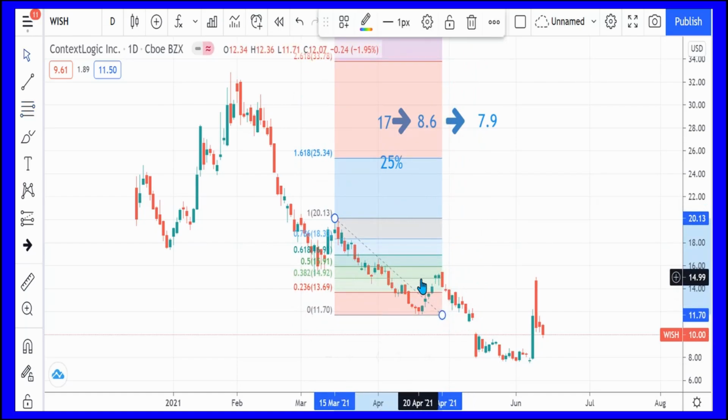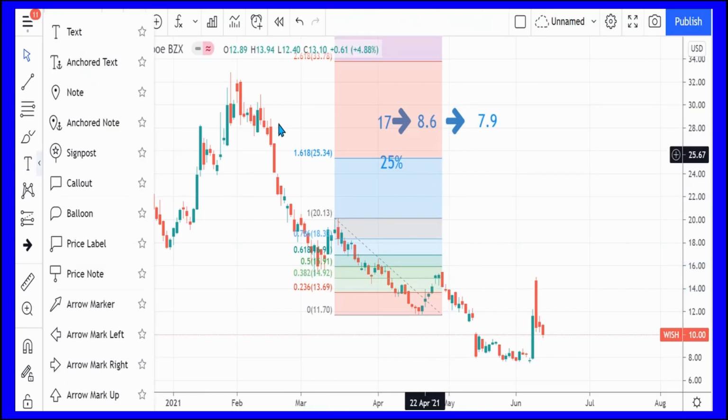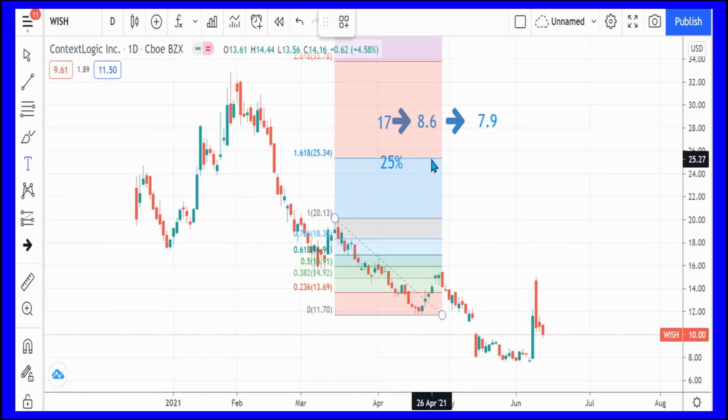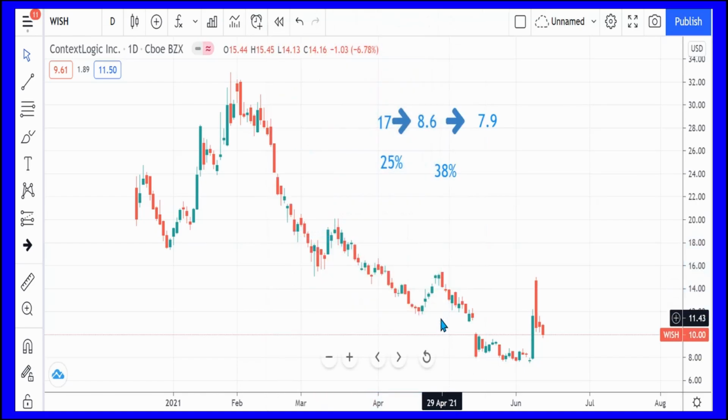In the second round, the buyers are actually getting more powerful. They're getting more power, you see. In the past they bought about 25% up, but this time they bought about 38%. So we're going to jot it down, 38%. So they have the strength to pull up the price by 38%. Okay, so I'll draw this arrow.